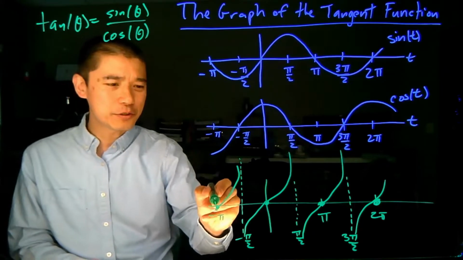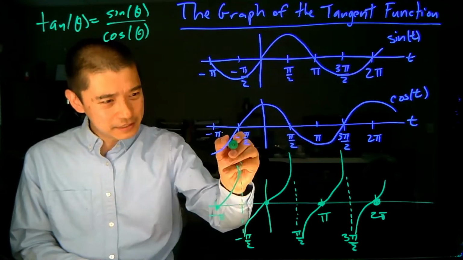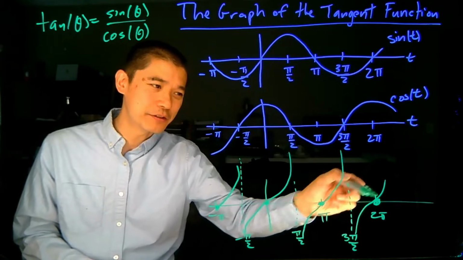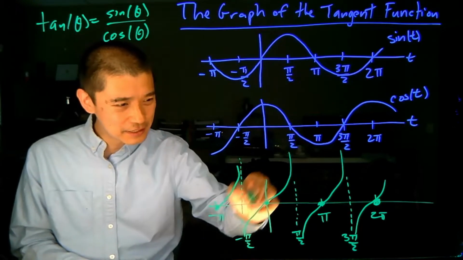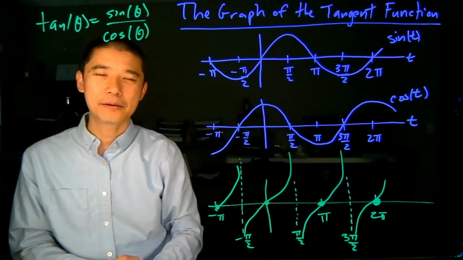We see that it's equal to 0 at the integer multiples of pi. And it has vertical asymptotes at the half pi, so plus or minus pi over 2, 3 pi over 2, 5 pi over 2, and so on. And it has this basic shape: it's an increasing function between these vertical asymptotes.